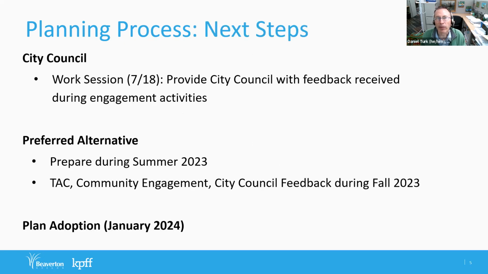All of our engagement activities are aimed towards a work session with City Council on July 18th. We will report to them what we've heard about design alternatives, including what we hear from you, and then seek their feedback as well. After that, we'll go back and put together the staff recommendation or the preferred alternative, and then we will share that with everyone for their feedback before touching base with council again. The ultimate goal is to have a plan adopted for the Millikan Way extension project in January of next year.